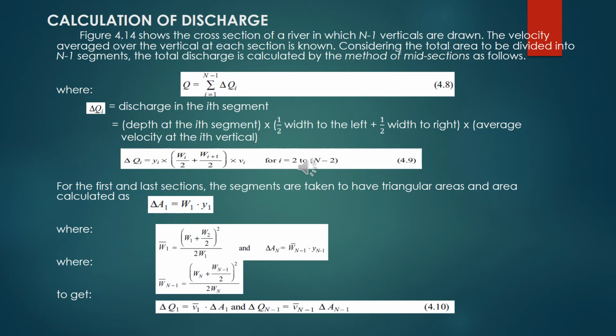Calculation of discharge. Figure 0.14 shows the cross section of a river in which n-1 verticals are drawn. The velocity averaged over the vertical at each section is known. Considering the total area to be divided into n-1 segments, the total discharge is calculated by the method of mid-sections as follows. So this is the formula. For the first and last sections, the segments are taken to have triangular areas, and the area is calculated as change in A sub 1 equals W sub 1 times Y sub 1.